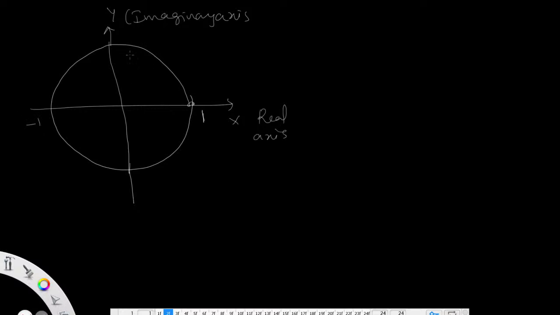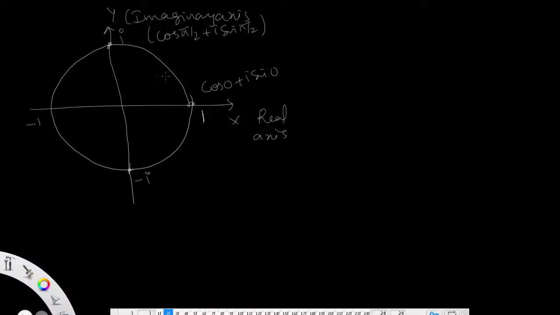Obviously this is minus 1, and the next points are i and its conjugate, minus i. Because I am writing this as cos 0 plus i sin 0, you can write it in this form. And this is the angle made with the x-axis: 0 degrees means the point lies on 1 comma 0. Similarly this point is i, which we can write as cos pi by 2 plus i sin pi by 2.